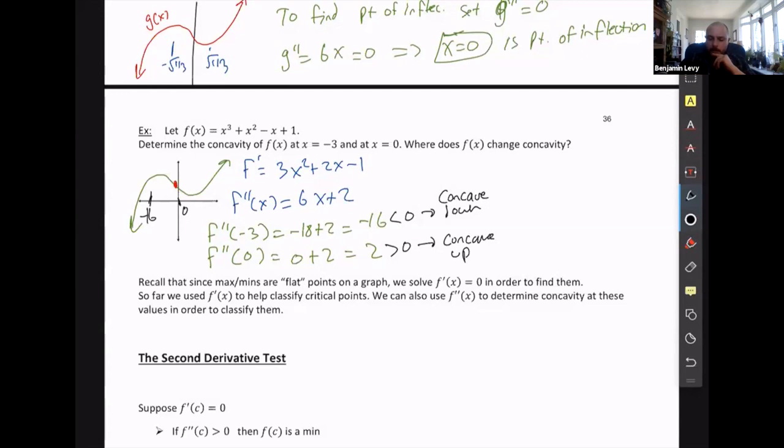Okay, thoughts about that? That's the general idea. It tells us about concavity. So we've answered the first question there: what's the concavity at those two locations? Just take a second derivative and plug the point in. Positive means up, negative means down. Very similar to the first derivative. Instead of talking about increasing, decreasing, we're talking about concavity here. Is that okay?